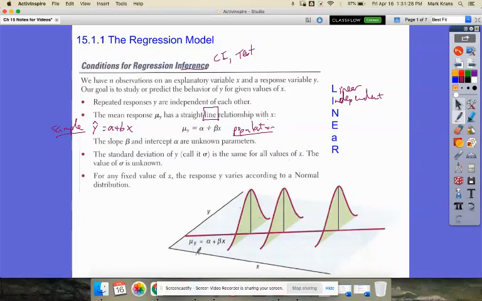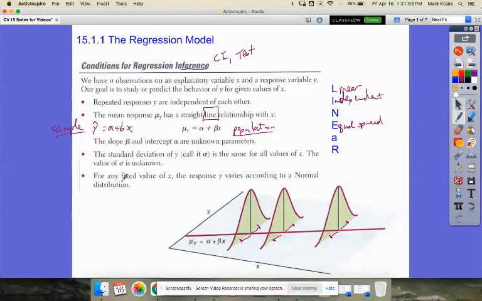The standard deviation is the same for all values of x, okay? So notice, this is like my x and my y, and what you see is the standard deviation of this around the points going above and below is the same whether you're in the beginning of the line, the middle of the line, or the end of the line. The spread around your line is the same. So equal spread, okay? So that's that next condition.